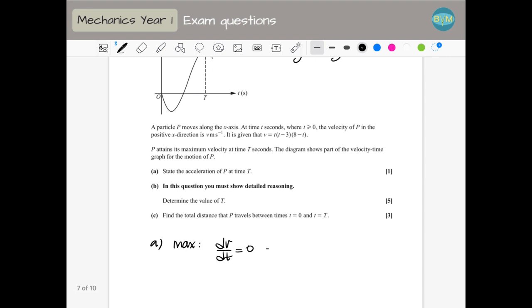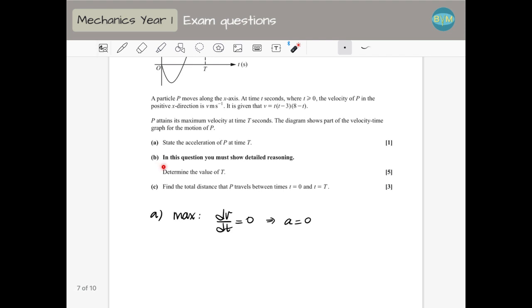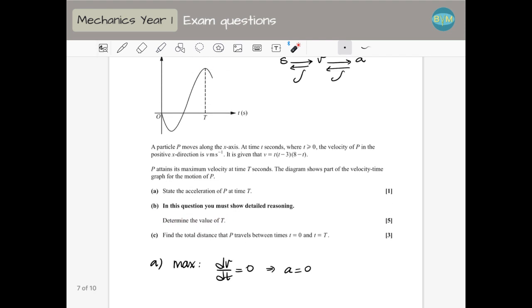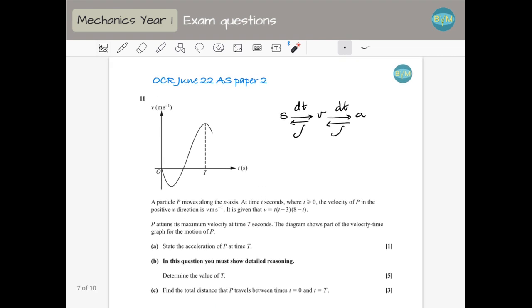So it doesn't matter how you reason it, it's just one mark, but you have to remember that the acceleration is 0 when you have a maximum or a minimum. The next part says determine the value of T. So we are looking for this maximum. So remember, when we look for a maximum, we are differentiating the function. So we are differentiating the velocity function.